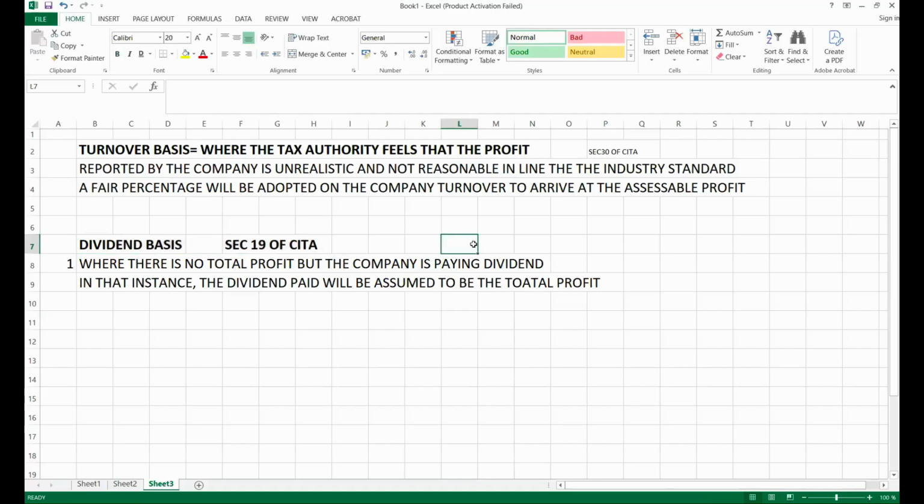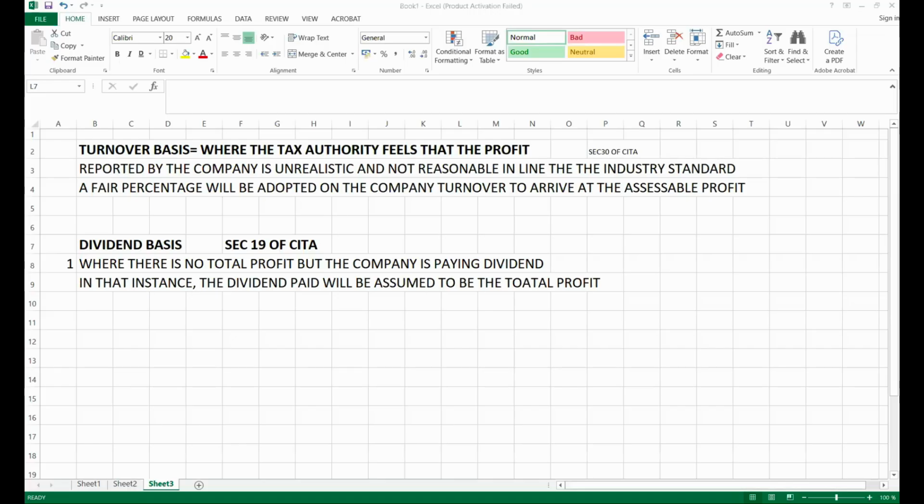But where that information cannot be proved, the tax authority is going to also base the company's assessment using the dividend basis. So those are the other bases that can be adopted for the computation of the tax liability of a company. So let us also look at another illustration before we end the class.